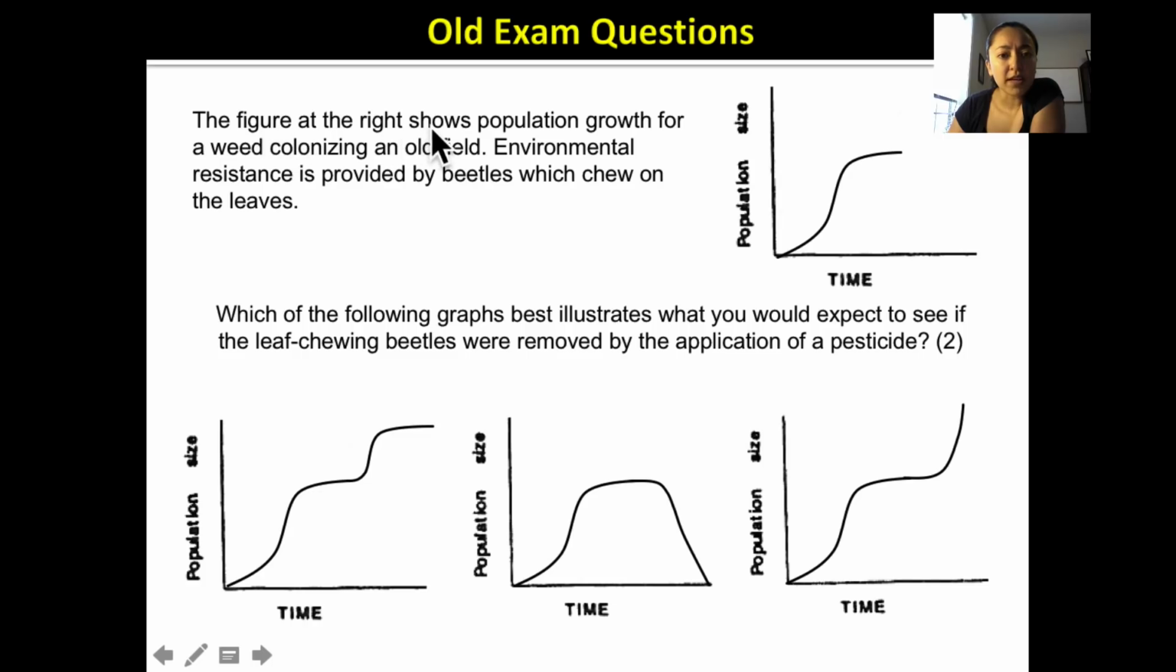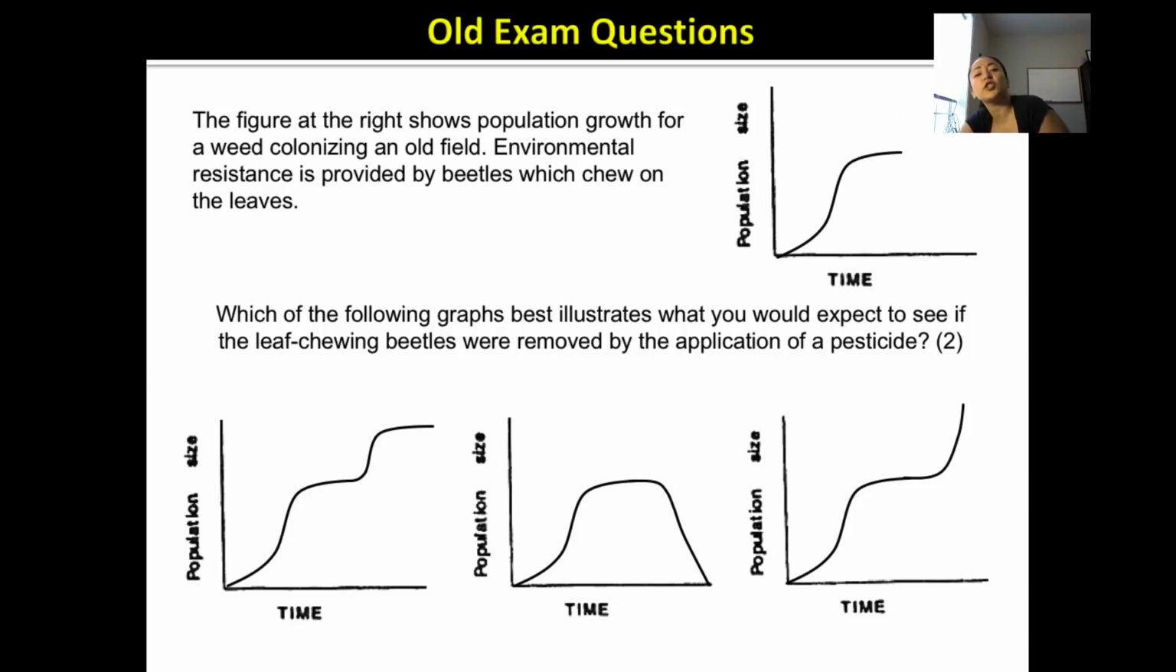The figure at the right shows population growth for a weed colonizing an old field. Environmental resistance is provided by beetles which chew on the leaves. So here you can see the population growth, and it levels out because there's a lot of beetles that feed on the leaves of the weeds, preventing them from growing any greater than that. Which of the following graphs best describes what you would expect to see if the leaf-chewing beetles were removed by the application of a pesticide?